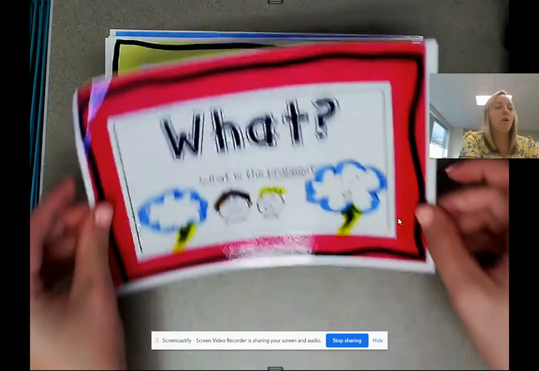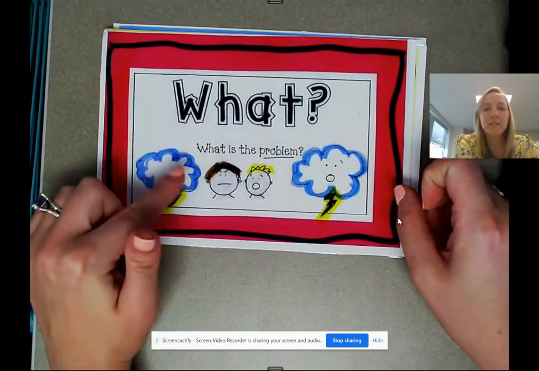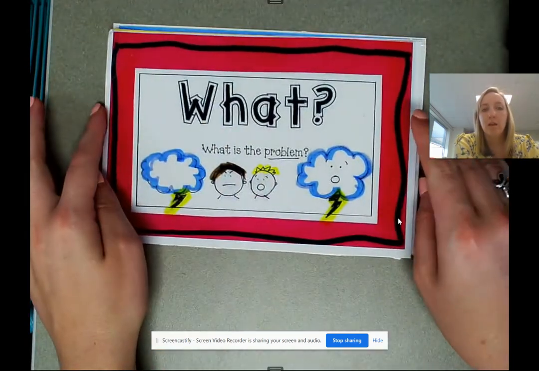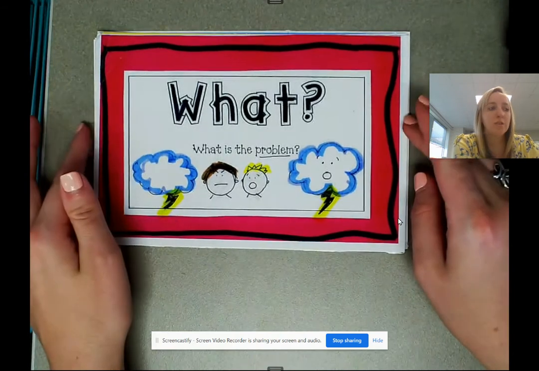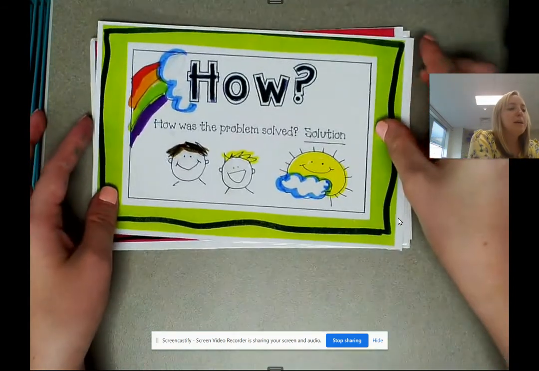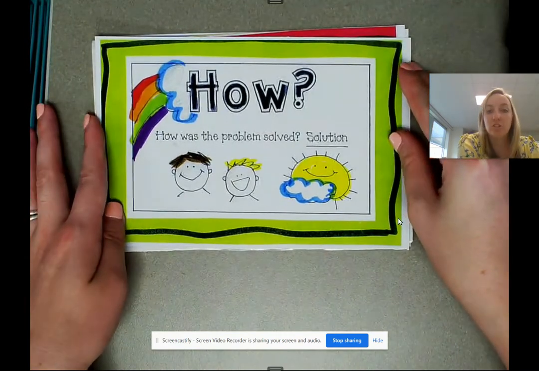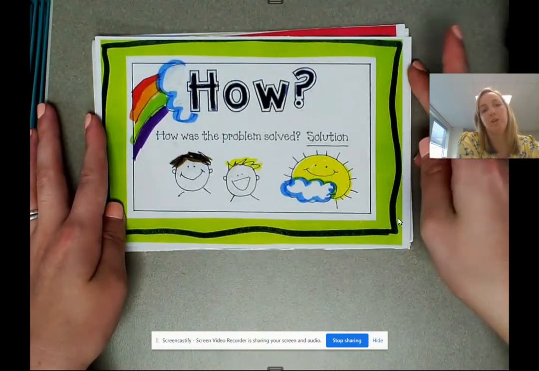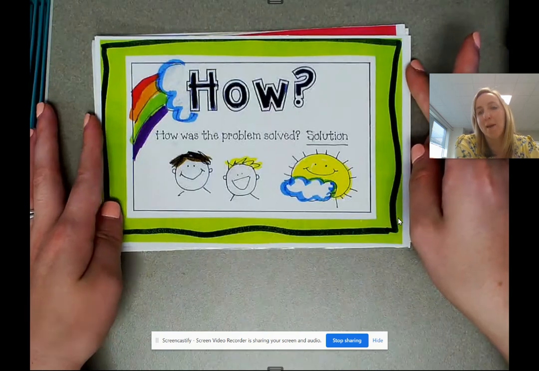And then we have our what. What is the problem? The part where something is going wrong in the story. And then how that problem gets solved is the solution. That's our last card.